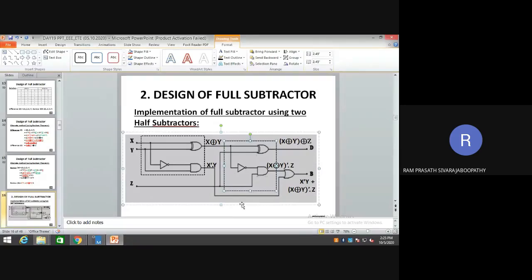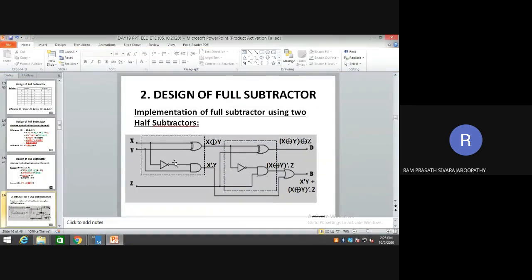So from the exam point of view, if we are asked for a full subtractor using half subtractors, there is no need to draw this diagram and all. Just put a block, that's enough. Okay, fine. Now I will move to the next slide.